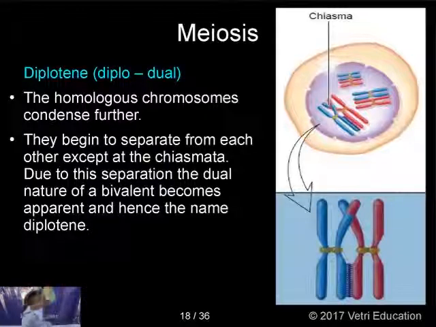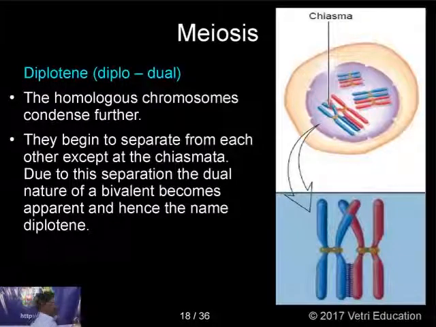Next, diplotene. Diplo means dual. Dual means each chromosome having different segments. That is called dual. So in this stage, they begin to separate from each other. After the crossing of genetic material, they start separating, except at the chiasmata. Due to this separation, the dual nature of a bivalent becomes apparent, and hence the name diplotene.